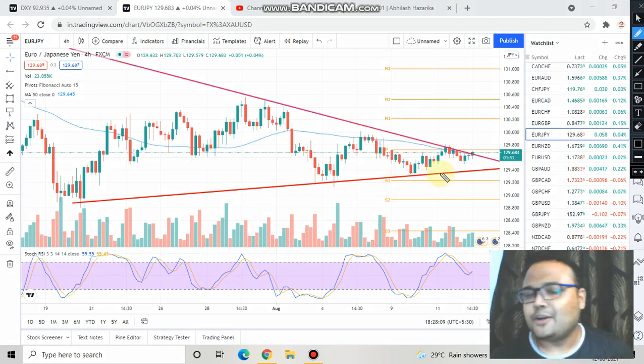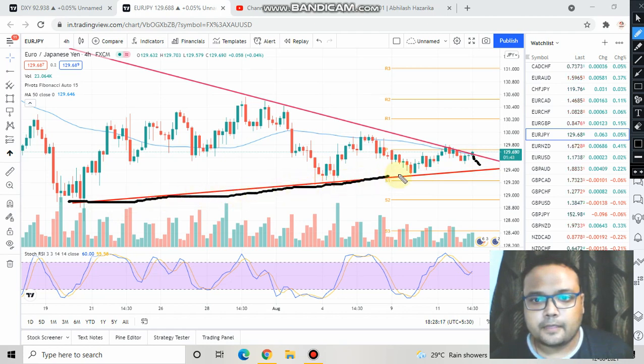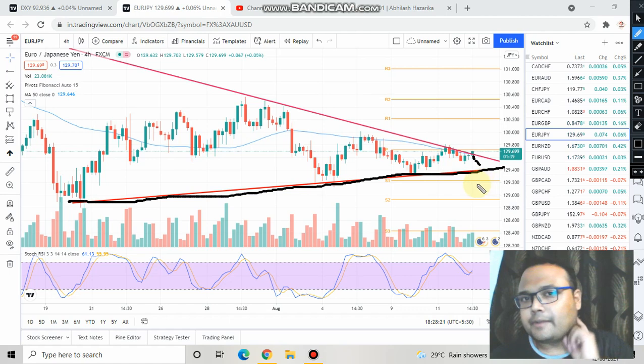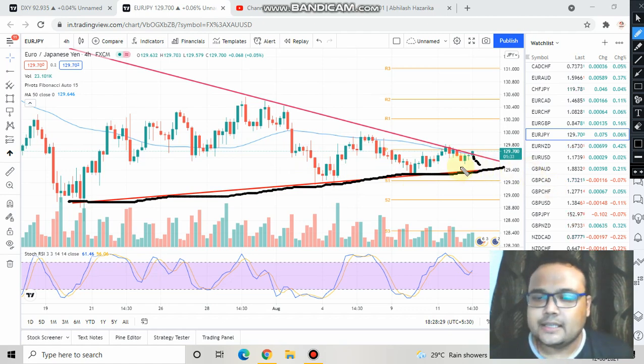Your first trading opportunity will be if the market comes down and reaches this trend line, this red line. Then observe the price and try to see how the price is reacting at the support. If you see that, just like the previous times, the market is respecting this support and is about to bounce, then you can go for a buy.